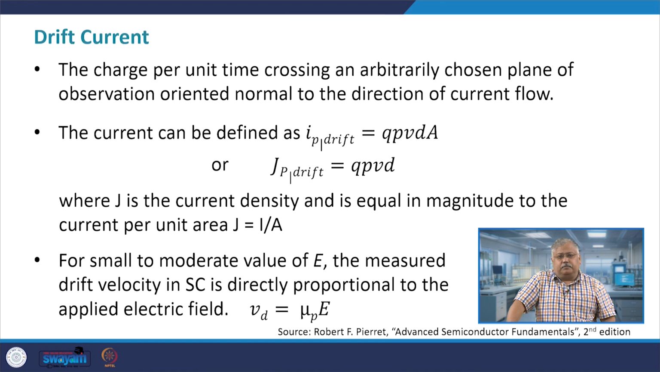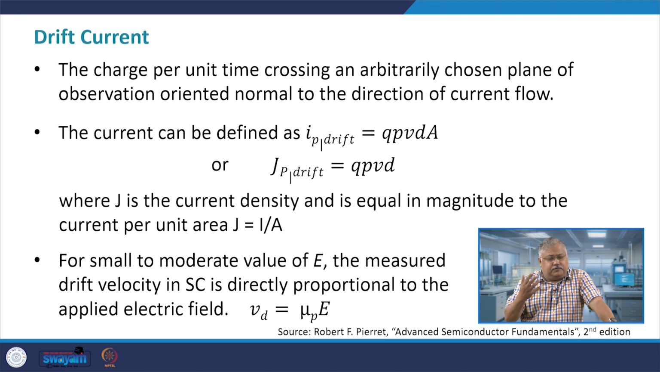Now let us look at the drift current: the charge per unit time crossing an arbitrarily chosen plane of observation oriented normal to the direction of the current flow. This is very important: how do you define a current? Current is charge flowing per unit time per unit area normal to the surface, which is basically defined as my drift current, right? If it is not normal, then you need to take a theta term to normalize it across the dimension of the plane, and it is charge per unit time.